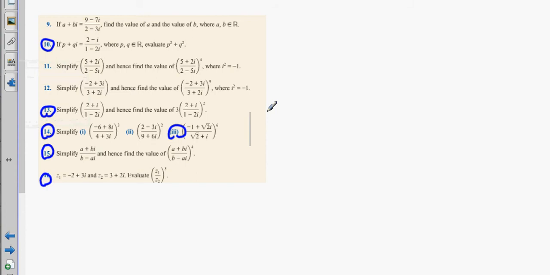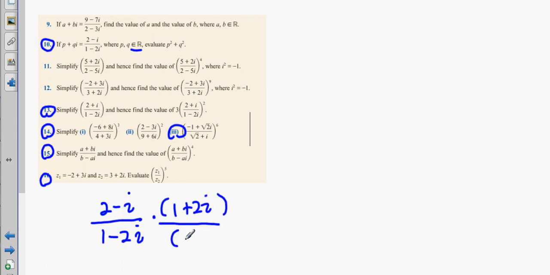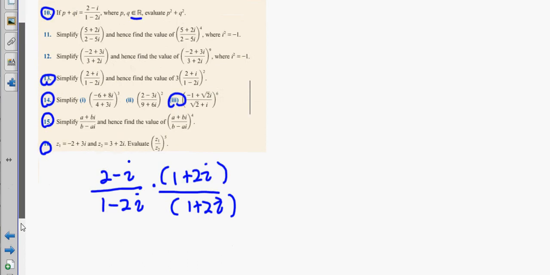Okay, so number 10. If p plus qi equals (2 minus i) over (1 minus 2i), where p, q are elements of R, means they can be fractions or negative numbers, evaluate p squared plus q squared. So what we do here is we use the division of a conjugate. Okay, so we have 2 minus i, and then we multiply the top by 1 plus 2i and the bottom by 1 plus 2i. Multiply the top and bottom by the conjugate.